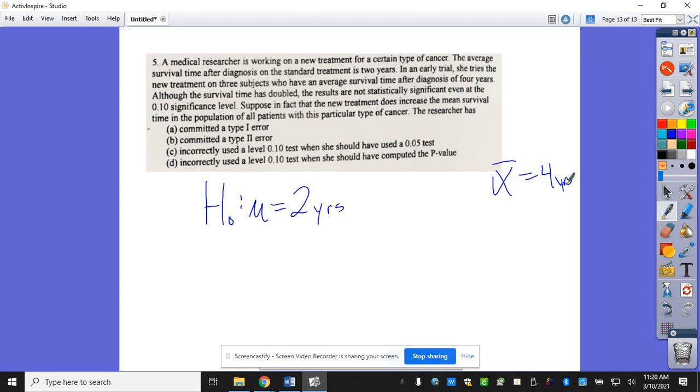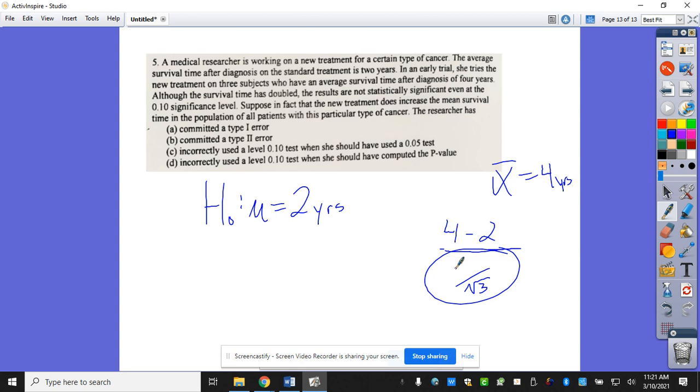Although the survival time has doubled, the results are not statistically significant, even at the alpha equals 0.10 significance level. Why can it be this much higher and still not be significant? What have we not considered? What's going to have a big impact in our equation? What goes here? And we know our sample size is 3 subjects. What is this? What goes here? Standard deviation, and there's no telling how big our standard deviation was here, so obviously that's what accounted for it.